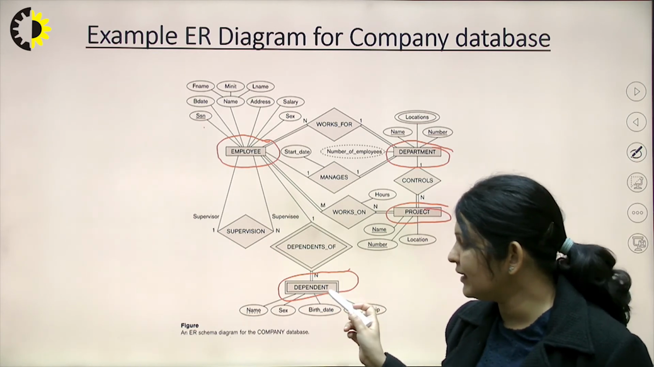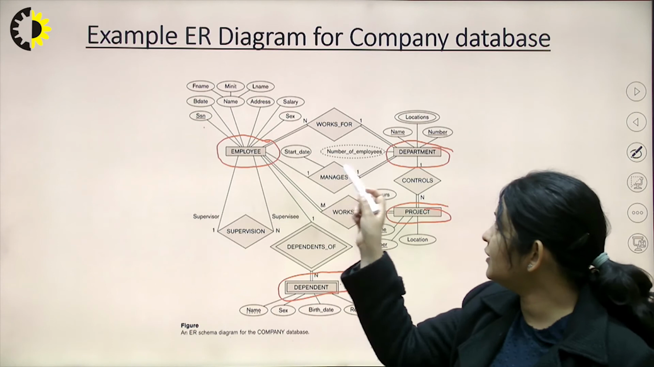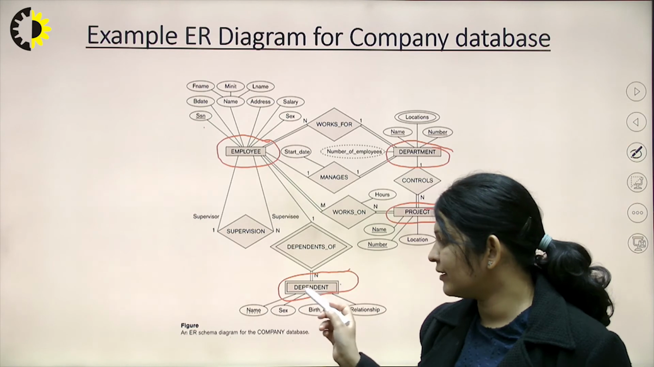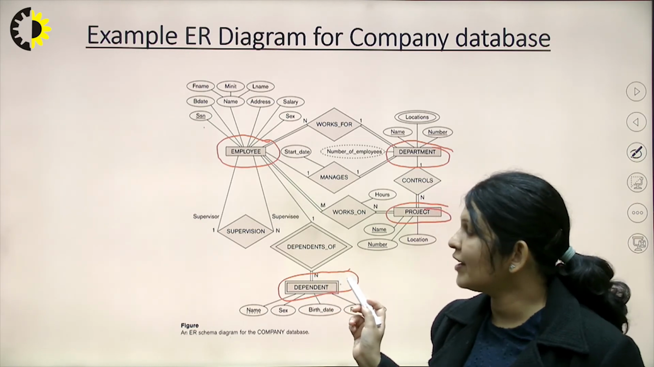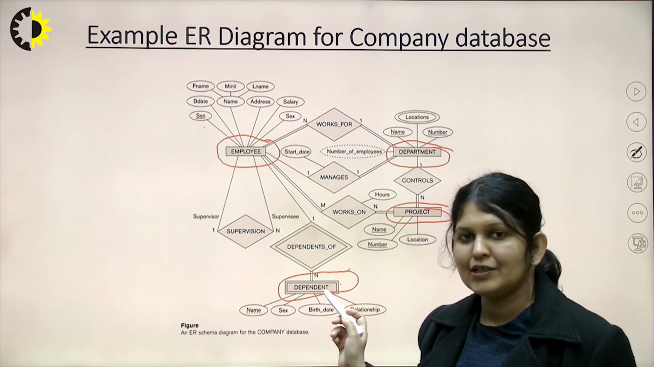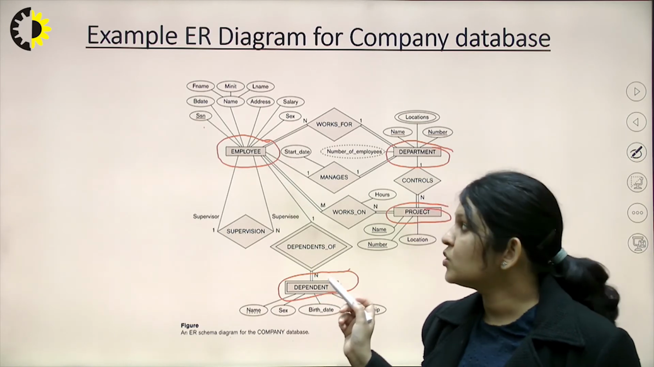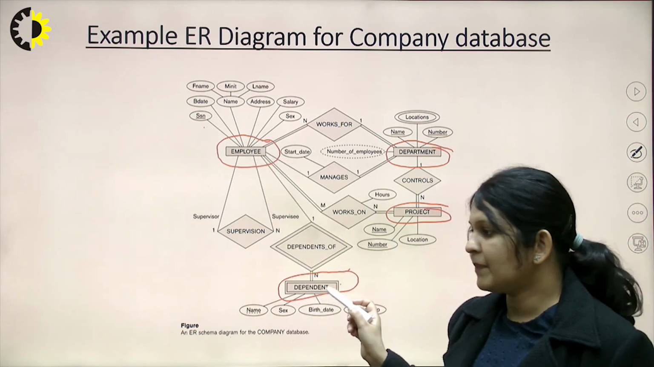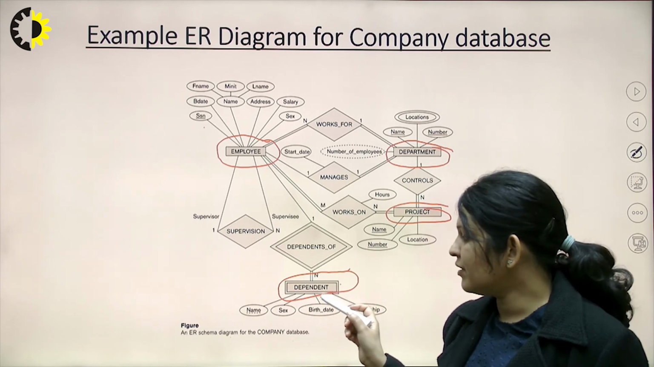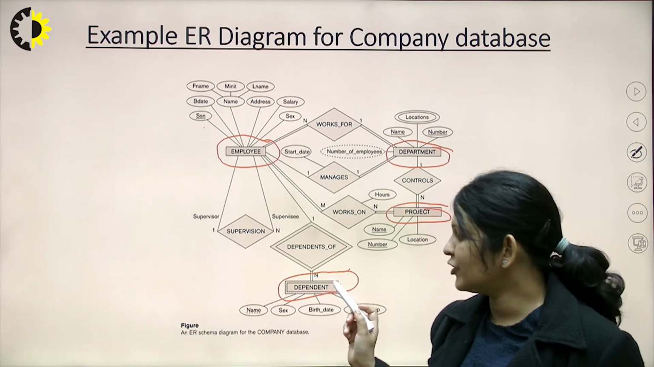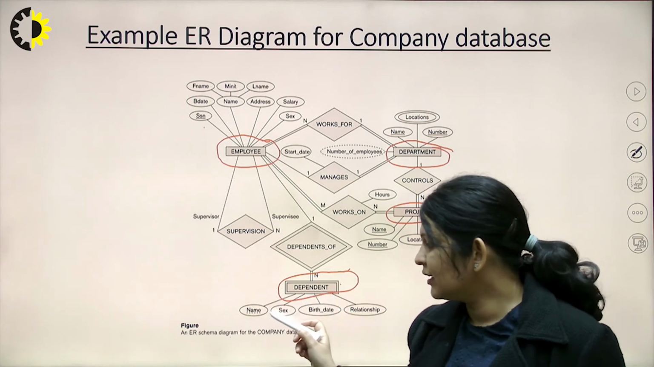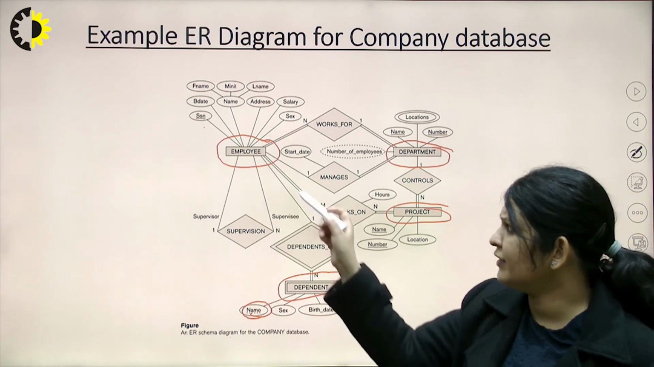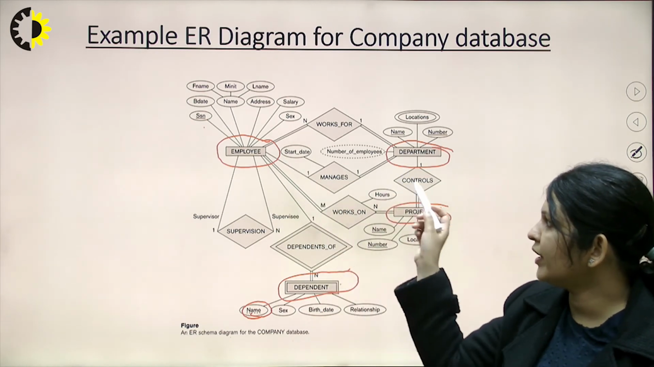Here we look into the dependent. Now the dependent rectangle is different from the other three entities. Why is it different? It is shown using a double rectangle. So this is how we identify a weak entity. The others are strong entities as they have a key attribute, whereas dependent is a weak entity because it does not have any key attribute, though it has a partial key attribute, which is the name of the dependent. This is how we identify weak entities from strong entities.